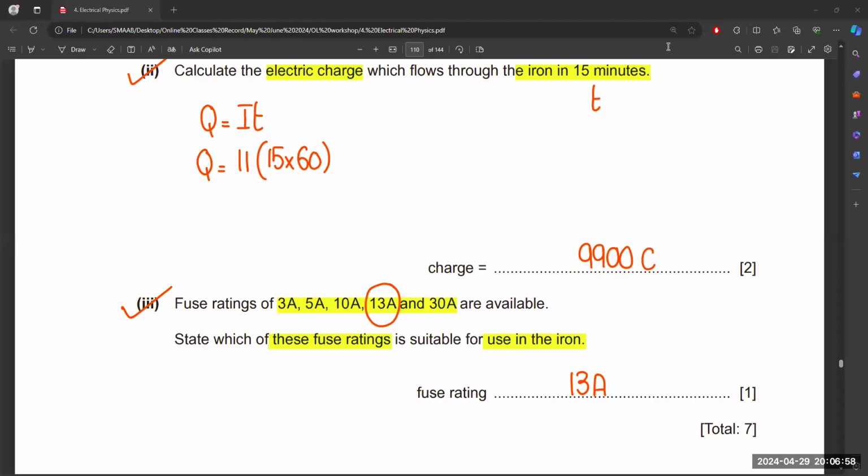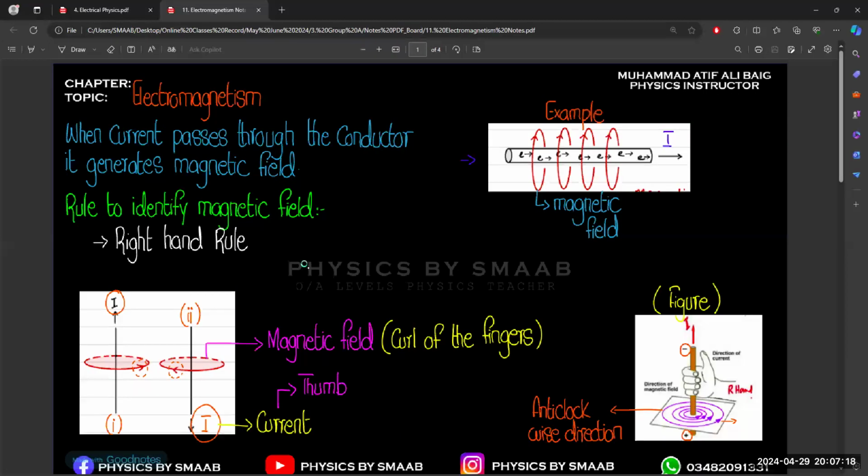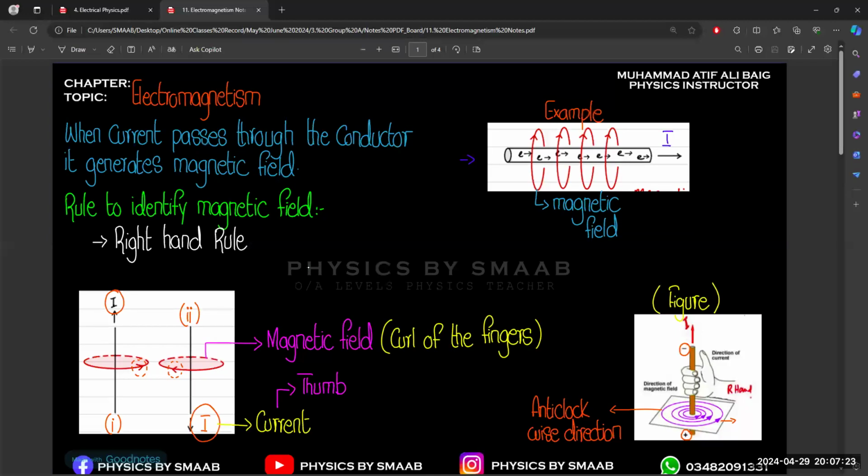Today in electromagnetism, we will start with the basic idea of electromagnetism, right? In the basic idea of electromagnetism, you already know what we discussed, let me show you the notes. Okay, this is the very first topic related to electromagnetism, in which we discussed that when current passes through the conductor, a magnetic field is created around it.